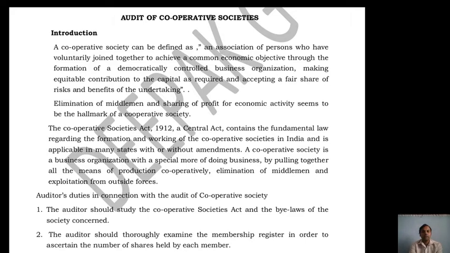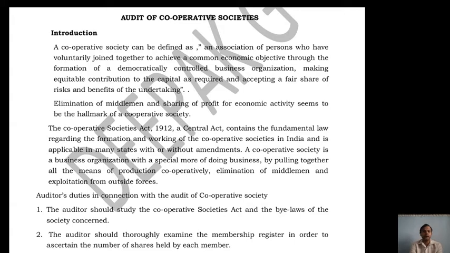Those who are the members in that society will make equal contribution to the capital which is required for the starting of a cooperative society, and accept a fair share of the risk the cooperative society will face and the benefit that will come through the society. All of that is accepted equitably. In such a situation, they form a society called a cooperative society.